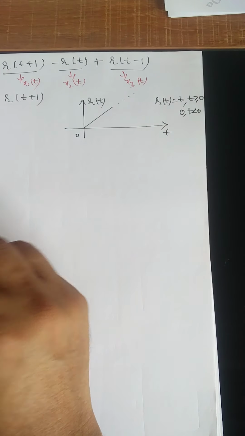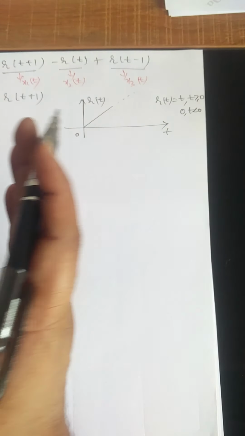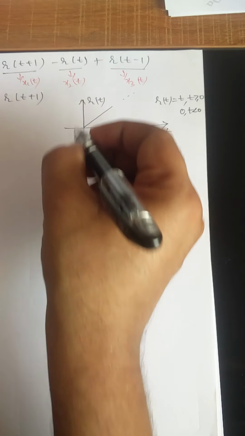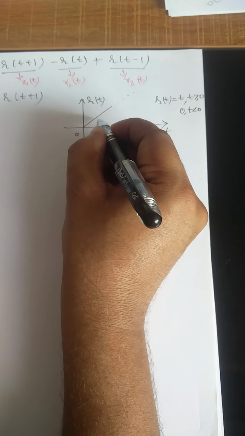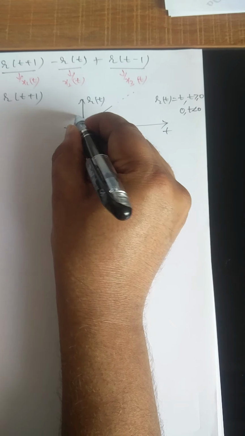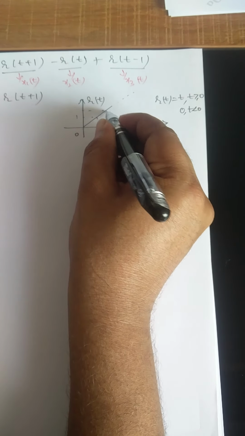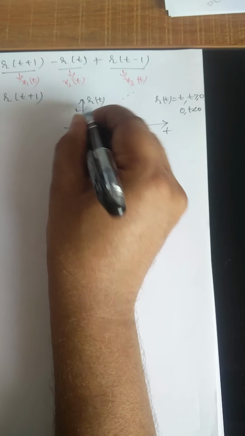What is r of t plus 1? The signal should be shifted to the left-hand side by 1 unit. At 0 its value is 0, at 1 its value is 1, and it increases with time; at 2 it is 2.